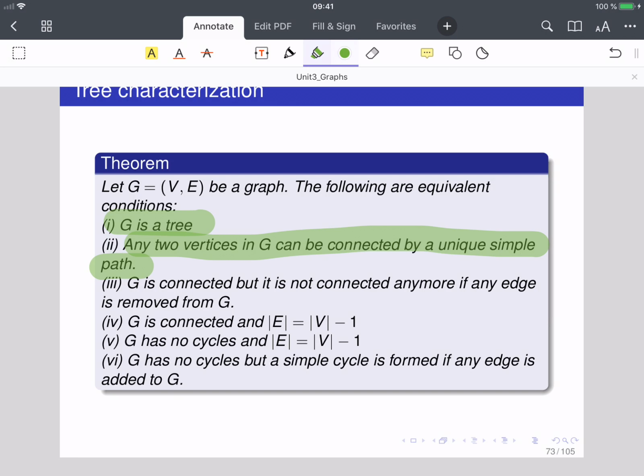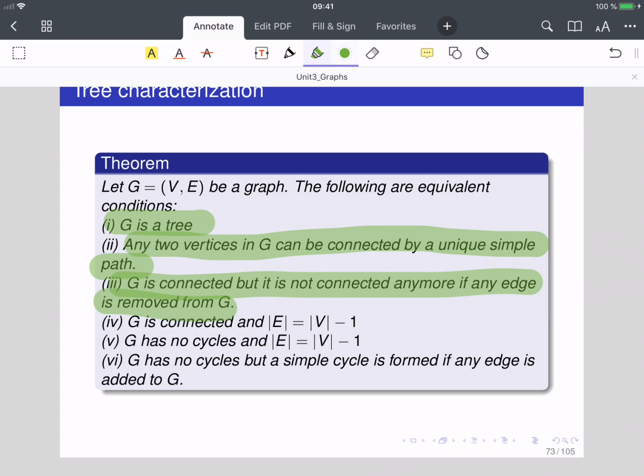Also, the graph is connected, but if we remove an edge, then the graph is not connected anymore. That is exactly because the edge that connects two vertices is the unique simple path that connects those two vertices. If I remove it, then those vertices are not connected anymore, because if they were connected with another path, then we would have different paths, and the graph would have cycles.